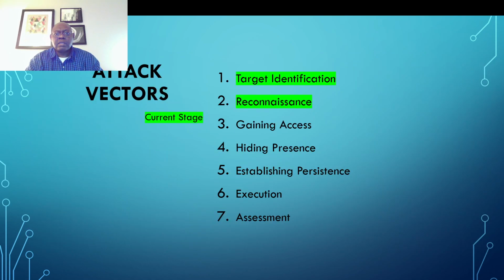The seven stages of cyber operations are target identification, reconnaissance, gaining access, hiding presence, establishing persistence, execution, and assessment. The highlighted current stages that I use in this lab are the target identification and reconnaissance.